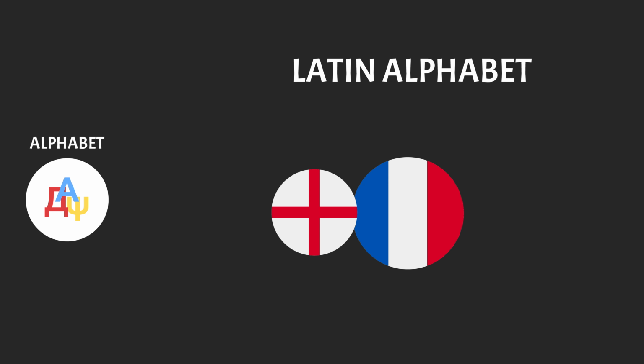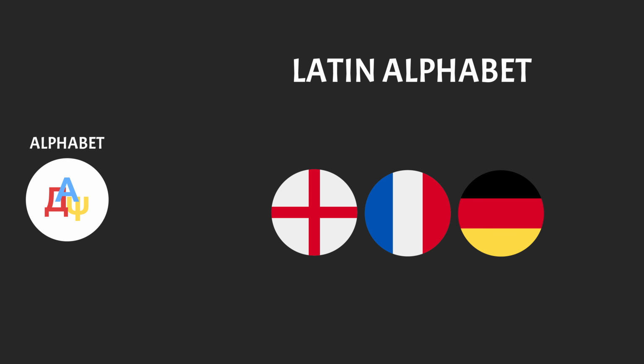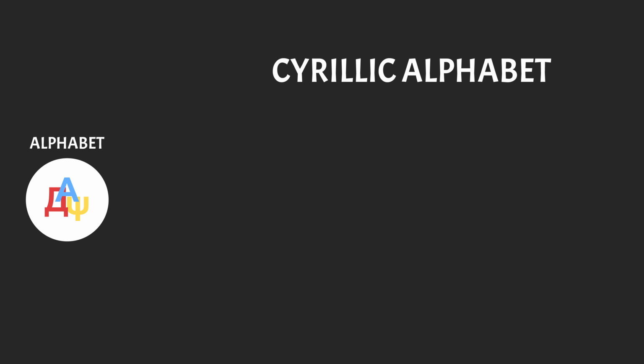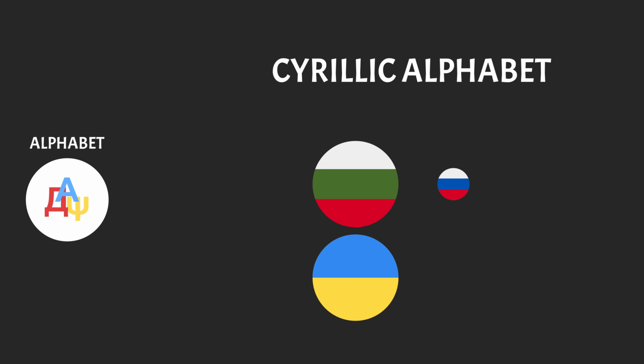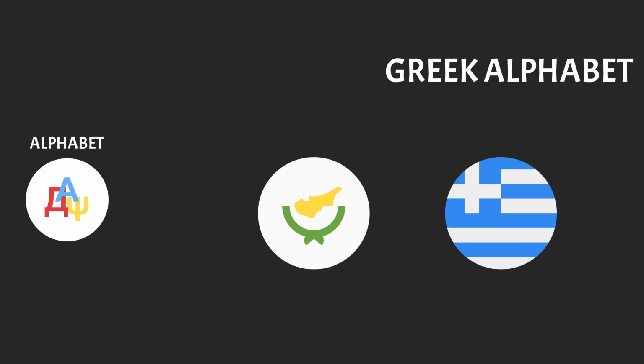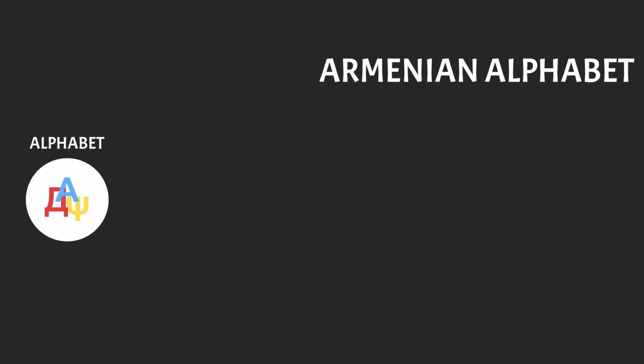Common alphabet systems include the Latin alphabet, used by English, French, German, and most European languages; the Cyrillic alphabet, used by Bulgarian, Russian, Ukrainian, and Bosnian; the Greek alphabet, and the Armenian alphabet.